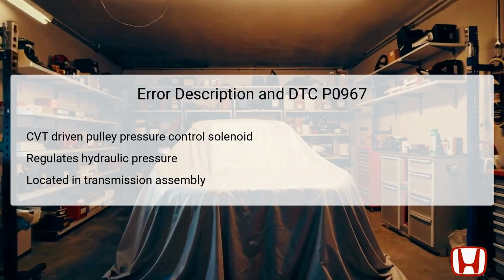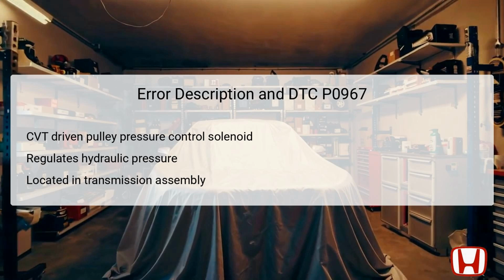The error description highlights the function and location of the CVT-driven pulley pressure control solenoid valve. This component is integral to the effective management of hydraulic pressure in the CVT system. It is responsible for adjusting the pressure applied to the driven pulley, thereby affecting the vehicle's acceleration and performance. Positionally, it is housed within the transmission assembly, making it crucial for the transmission's operation.